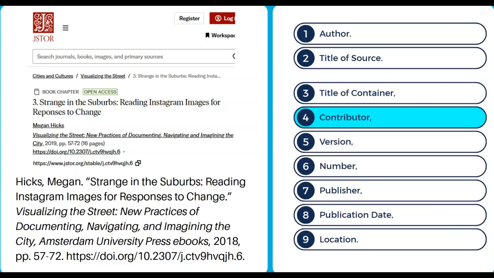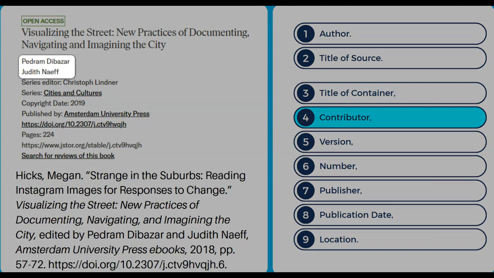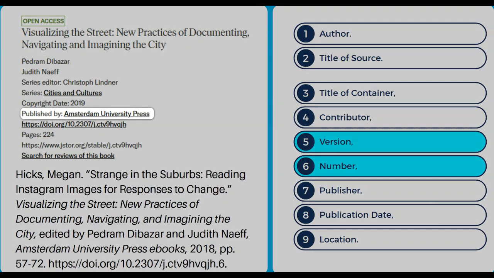The next element to check is contributor, which can be an editor or a translator. So I'm going to check to see if there's an editor to this book by clicking the title. It looks like there are 2 editors, so I'll add them to the contributor element. No version or number, so I'll move on to the publisher.